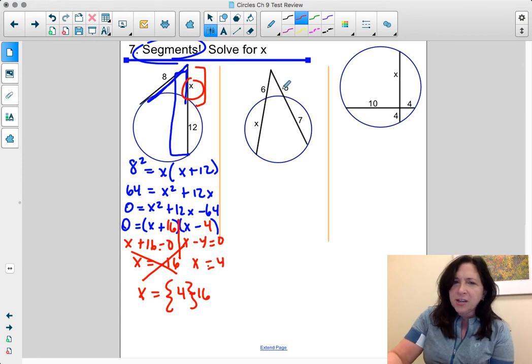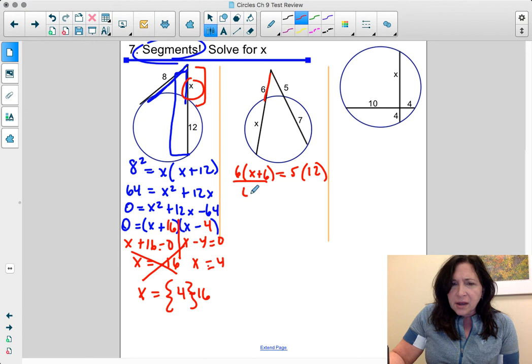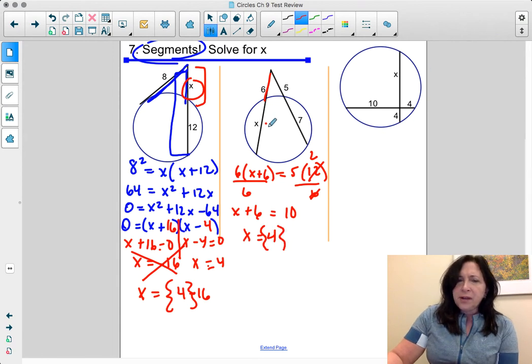So for this problem right here, again, outside times the whole length. So we're going to go 6 times the whole length, which is x plus 6, equals 5 times the whole length, which is 5 plus 7, which is 12. So then we have, let's see here, distribute, or actually we could distribute, yes, but I also could divide. And I'm going to divide by 6 on both sides. So I have on the left, x plus 6 equals 6 divides into 12 twice. So 5 times 2 is 10. I'm going to subtract 6. I get x is equal to 4. And 4 is fine to have as a length.